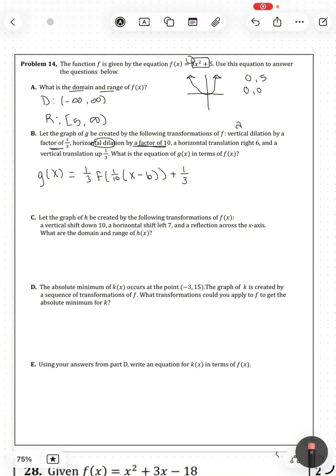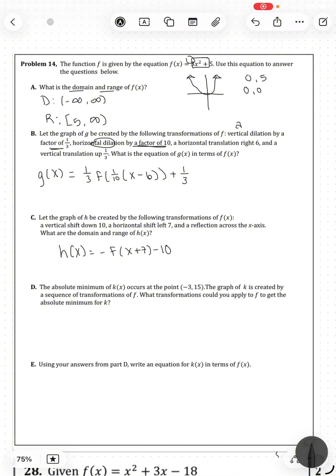This question is saying, let the graph of h be created by the following transformations of f of x. A vertical shift down 10, a horizontal shift left 7, and a reflection across the x-axis. What are the domain and range of h of x? Okay, so h of x is created based off a reflection across the x-axis, which means there is a negative symbol in front of our function of f, and then x plus 7, and then minus 10.